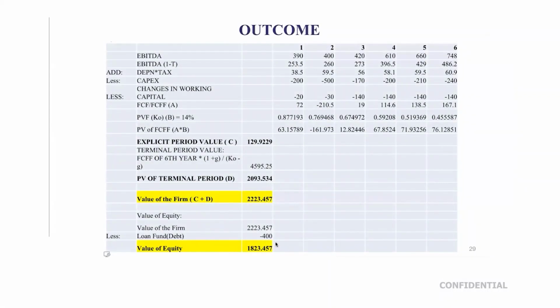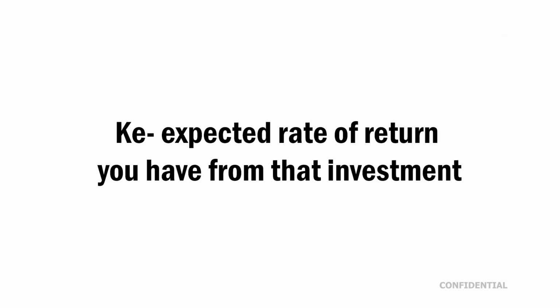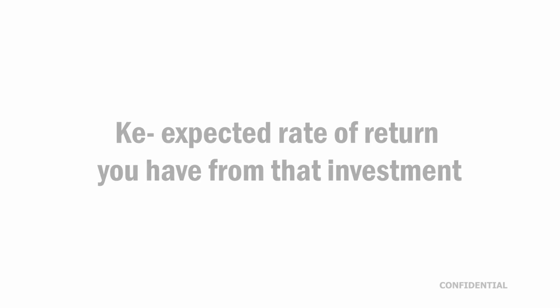The last method of valuation that is remaining for us is the relative valuation, which we are going to see next. Where the discount rate for explicit and terminal period can be different, here we are taking into account only one discounting rate, right? So the discount rate is same because the expected rate of return as of today, see, K is what? K is the expected rate of return you have from that investment, right?